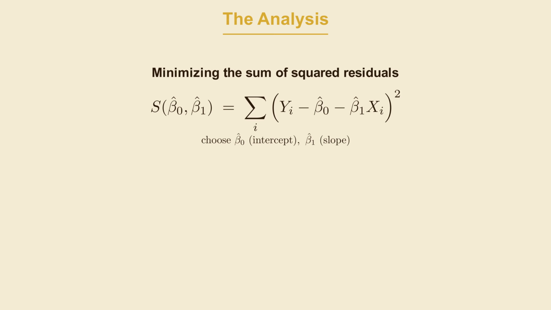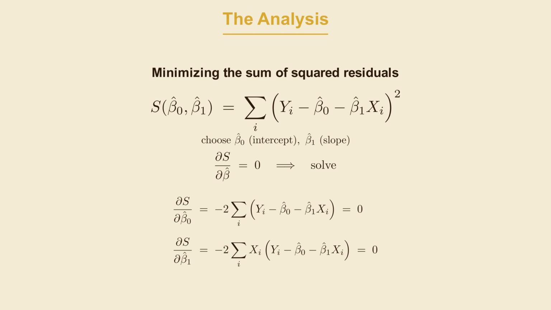Here's the setup. The sum of squared residuals is a function of the intercept and the slope. To minimize a function, we do what we always did in the calculus module. We take the derivative and set it equal to 0, then solve. The only twist is that we've got two unknowns now. So we take two partial derivatives, one with respect to the intercept and one with respect to the slope. We set each of them equal to 0. And those two equations are the first order conditions, and together they're going to pin down the minimum.